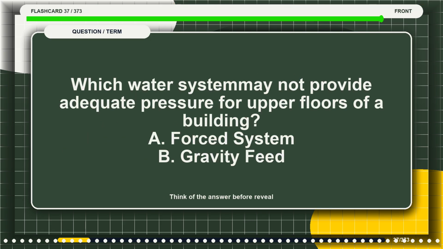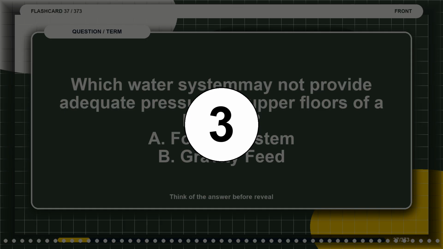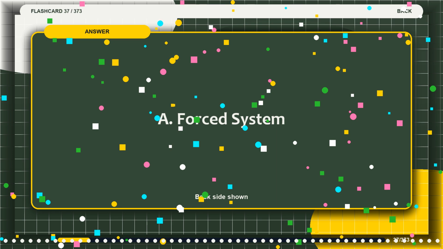Flashcard 37. Which water system may not provide adequate pressure for upper floors of a building? A. Forced system. B. Gravity feed. Think of the answer before the reveal. The answer is A. Forced system.